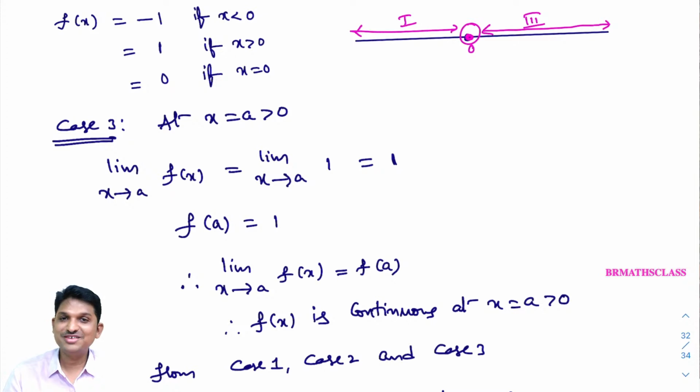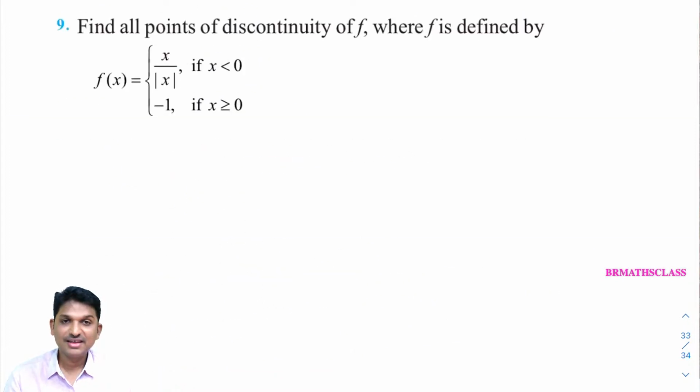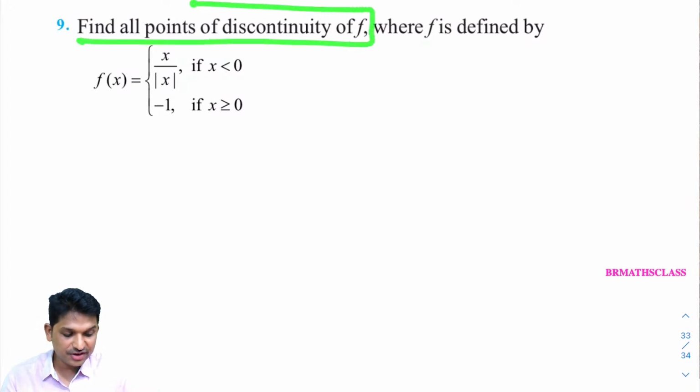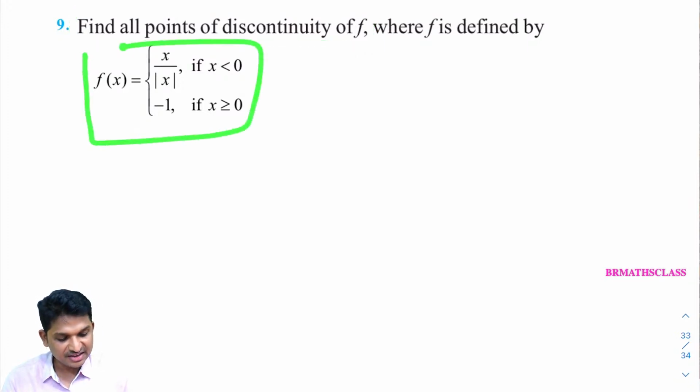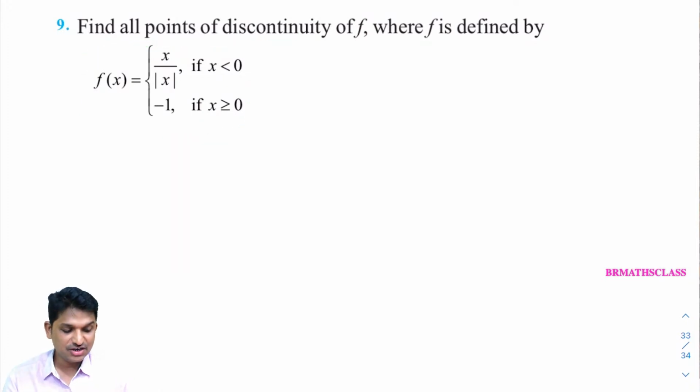Now one more problem is there. This is a smaller problem only. You observe, find all points of discontinuity of the function, and the function is defined like this. f of x is x divided by mod x when x is less than 0. f of x is minus 1 when x is greater than or equal to 0. This function is given like this.